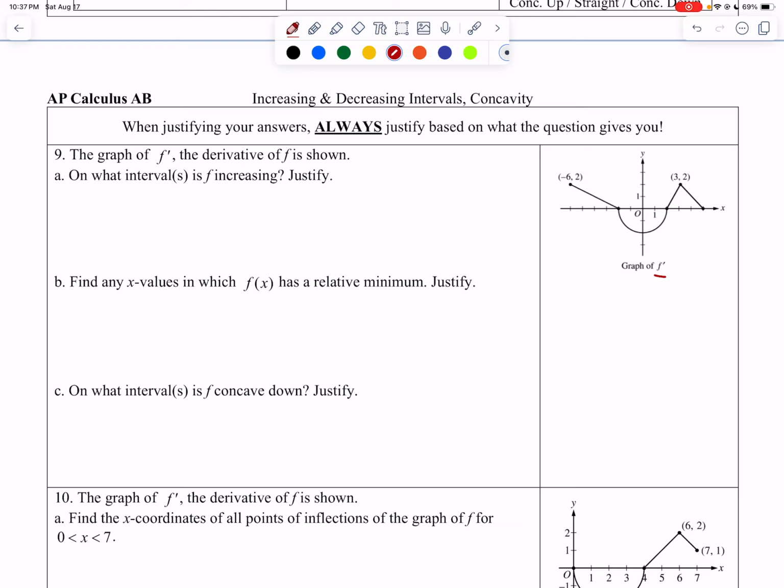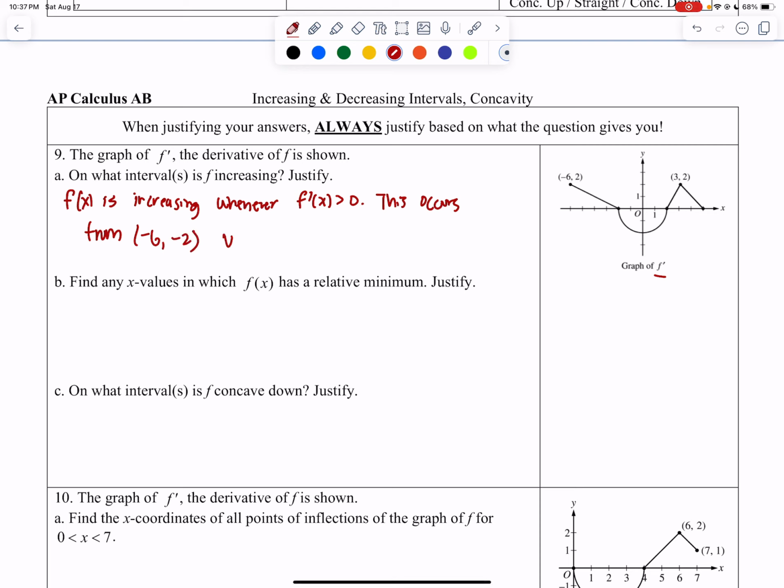Well, f is increasing whenever f prime is positive. So I'm going to say that f of x is increasing whenever f prime of x is positive. This occurs from -6 to -2 and 2 to 5.